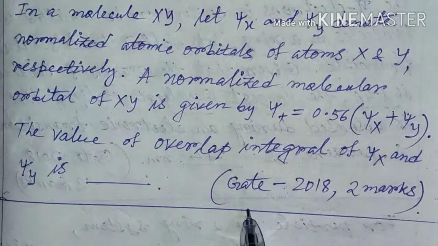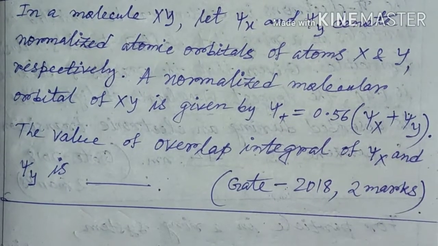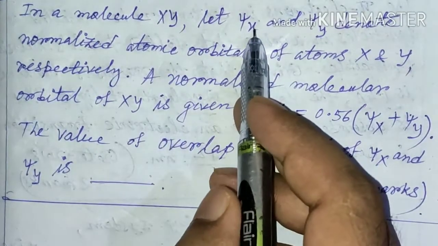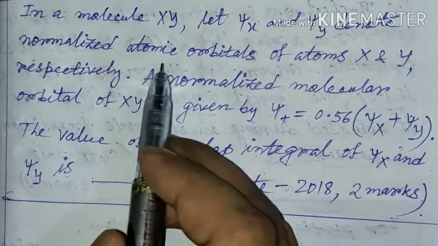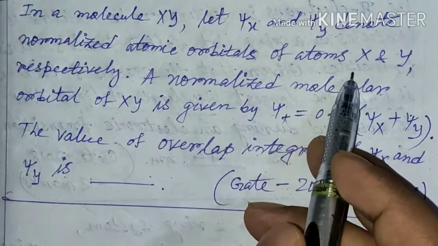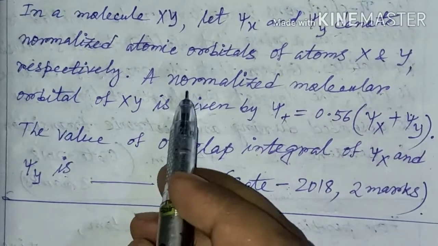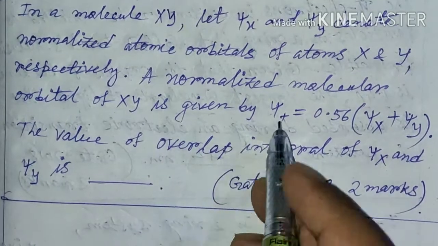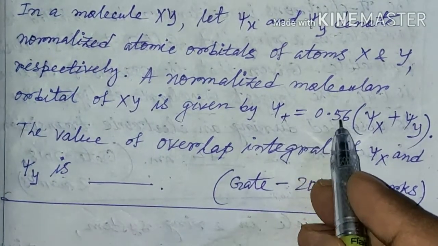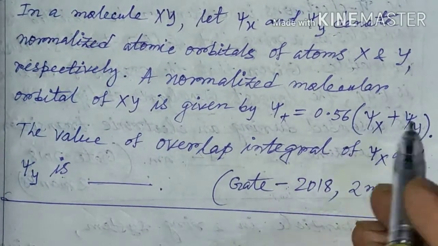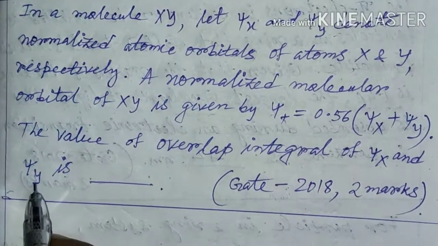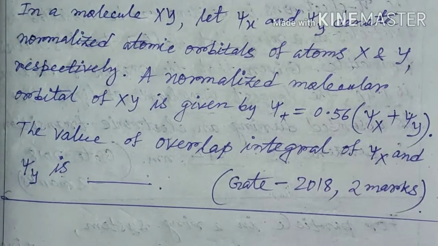The next question came in GATE 2018 for 2 marks. It is given that for a molecule xy, psi x and psi y denote normalized atomic orbitals of atoms x and y, and a normalized molecular orbital of xy is given as psi plus is equal to 0.56 into psi x plus psi y. The value of overlap integral of psi x and psi y we have to calculate.